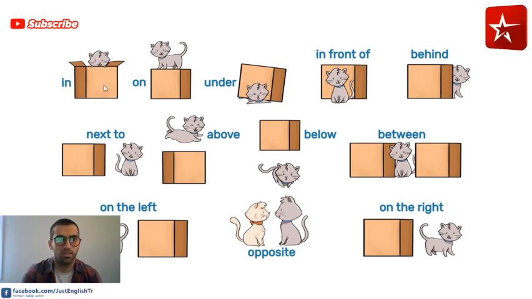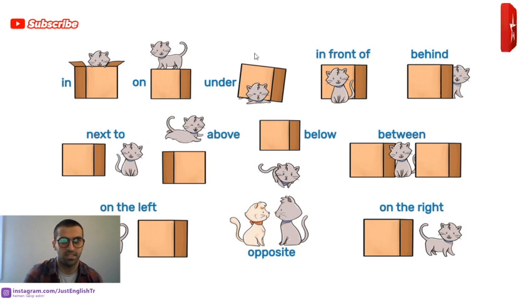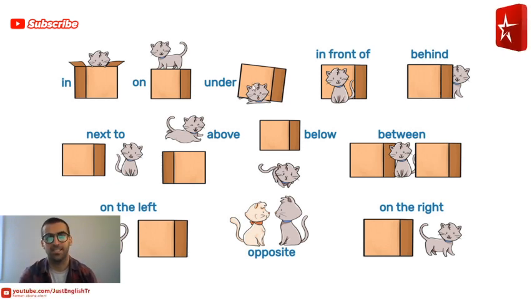Great. The next one is on. On, okay? So, how can we use on? The cat is on the box. Great. The cat is on the box. And under. Under. Okay, under. So if you look at the cat here, you can see the cat is under the box. The cat is under the box.